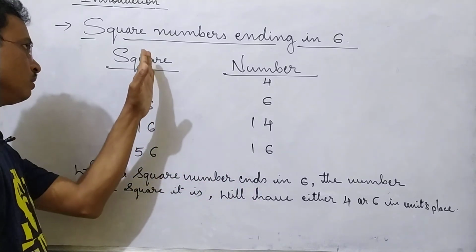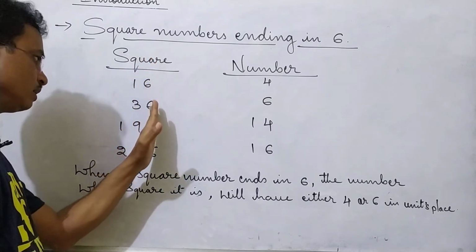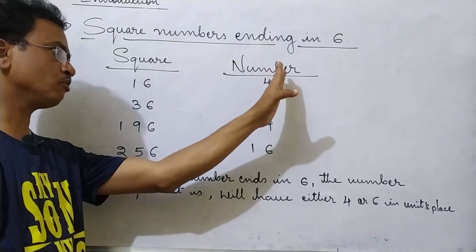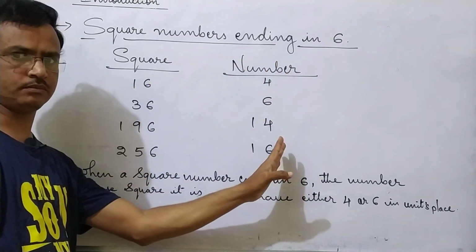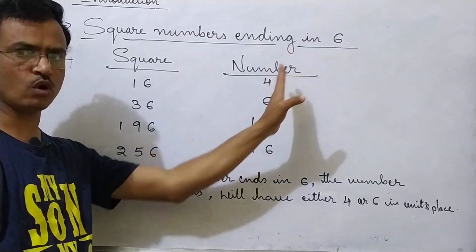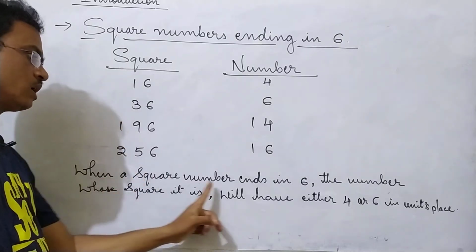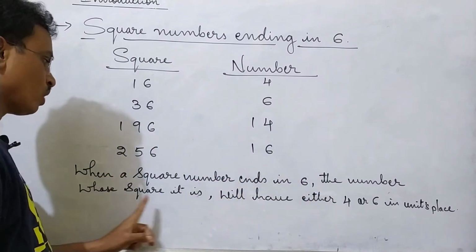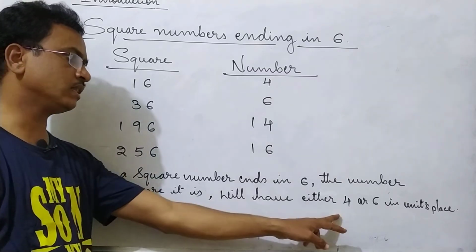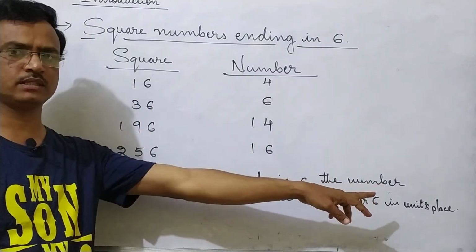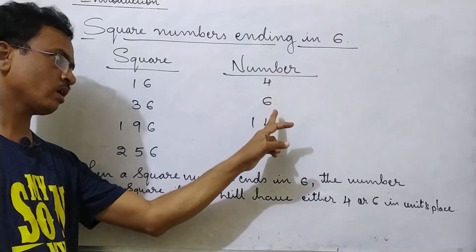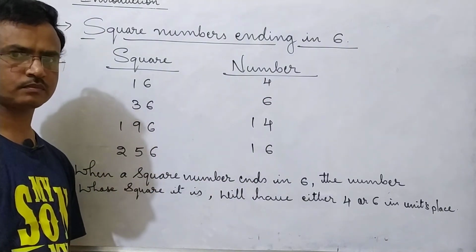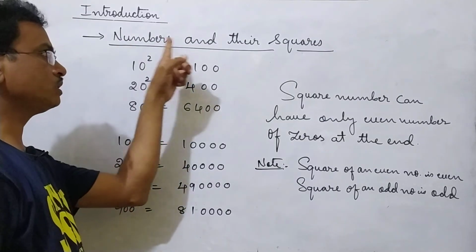Okay. Now, when a square number ends in 6, you may get numbers that end with 4 or 6. When a square number ends in 6, the number whose square it is will have either 4 or 6 in the units place. The number in the units place ends with 4 or 6. Numbers and their squares.